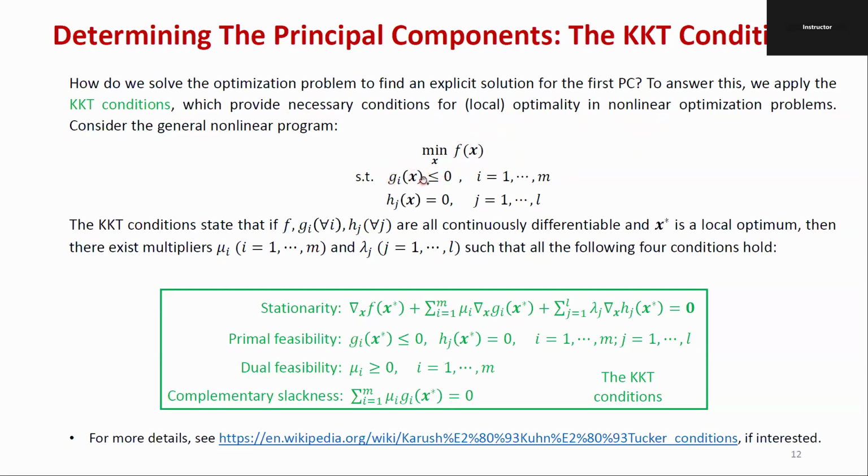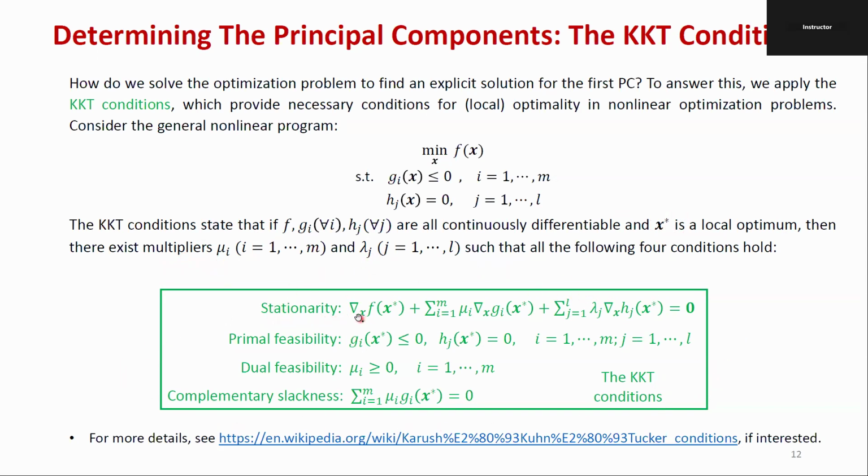So we have the inequality constraints and the equality constraints. The KKT conditions state that, if I have such a general problem, whatever F, G, H they are, it doesn't matter, then if x star is a local optimum, then there exist multipliers mu and lambda, such that all these 4 conditions hold.